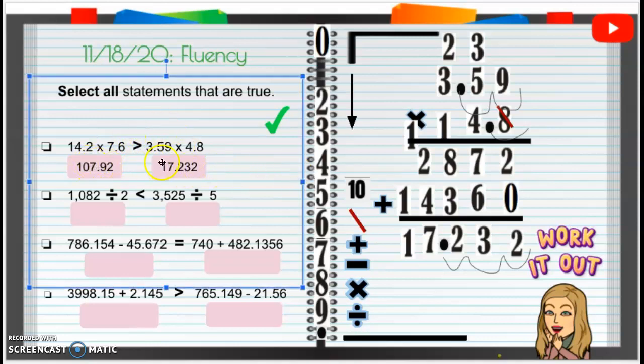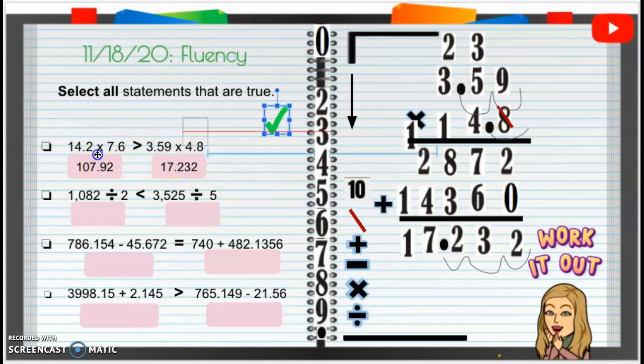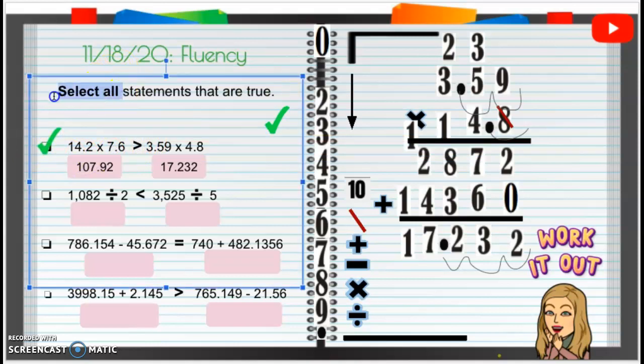So is 107 greater than 17? Yes, it is. So that is correct. Remember, big mouth eats the big number. So that one's correct, but this says select all. So we have to make sure we're selecting all of them. So we have to go to our next one now.